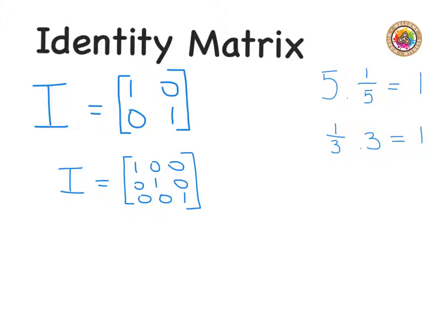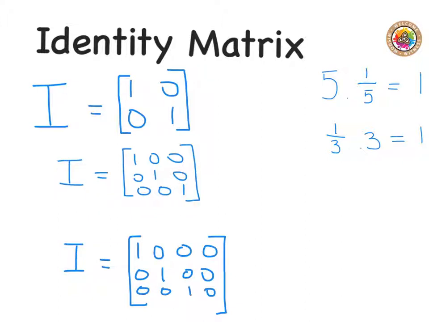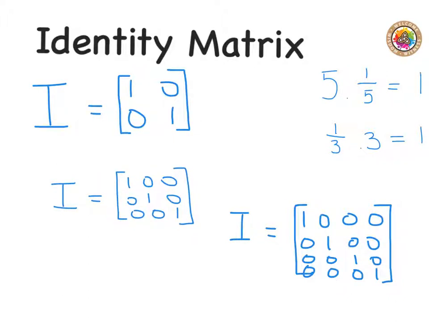And so maybe pause the video for yourselves now and see if you can draw a 4 by 4 identity matrix. Okay, and so now that you've done that, you should have 1, 0, 0, 0, 0, 1, 0, 0, 0, 0, 1, 0. And the last row then is 0, 0, 0, 1. And that would be the identity matrix that's 4 by 4 in its dimensions.